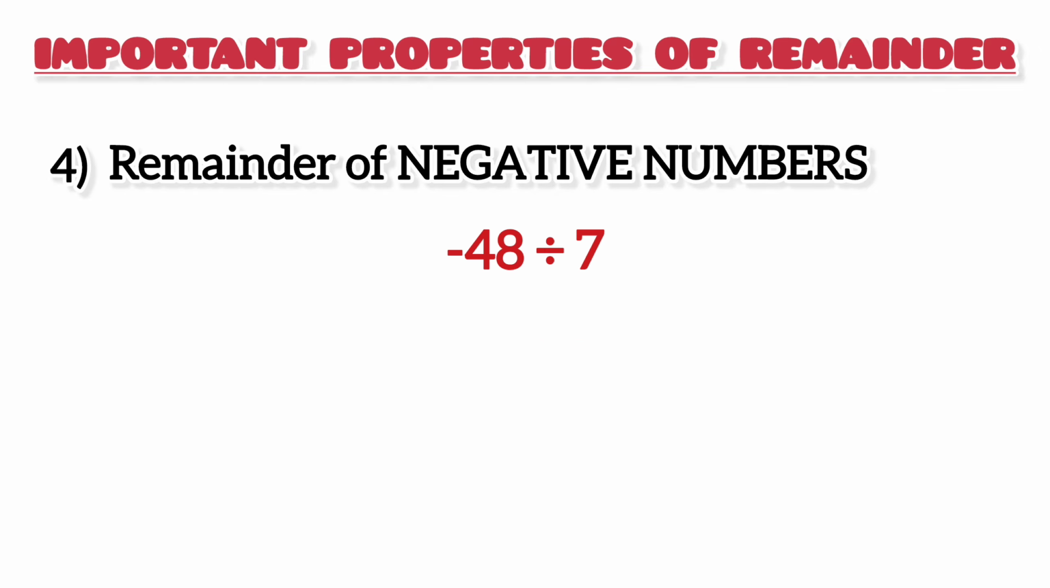Let's take one more example. Remainder when minus 48 is divided by 7. Forget about the negative symbol. 48 when divided by 7 leaves the remainder 6. So minus 48 divided by 7 will leave the remainder 7 minus 6, that is 1.